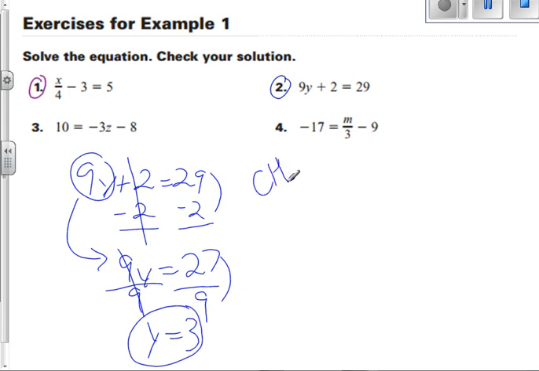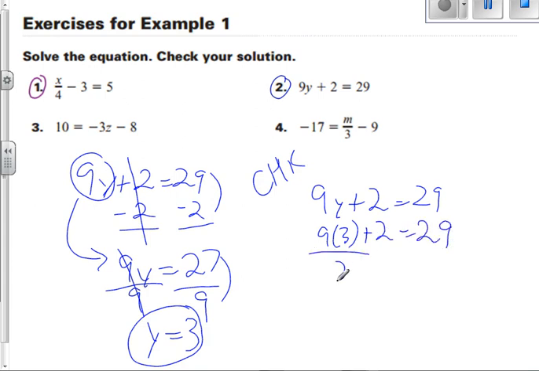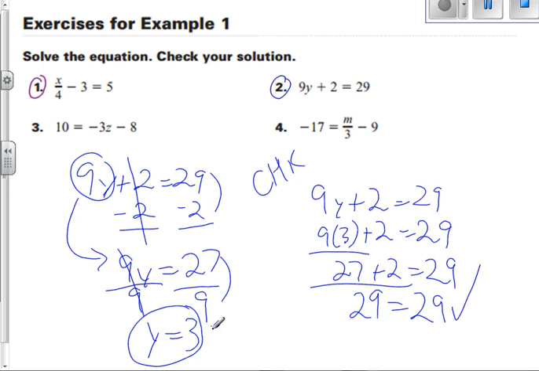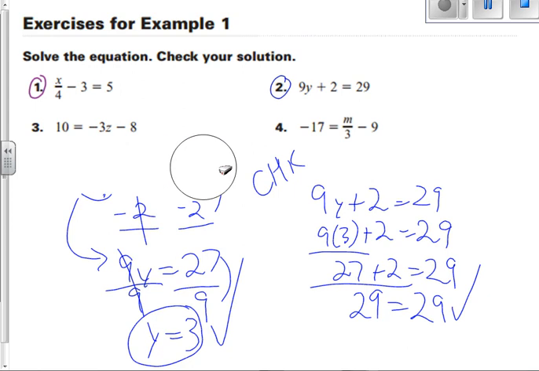Let's do our check real quick. So I have 9y plus 2 is equal to 29. So I have 9 times the value of y, which I believe is 3, plus 2 is equal to 29. 9 times 3 is 27, plus the 2 is equal to 29. And then 27 plus 2 is 29, is equal to 29. My check works out, so I know that my solution for y is correct. So let me erase this one.